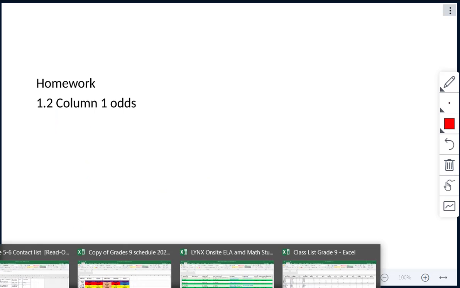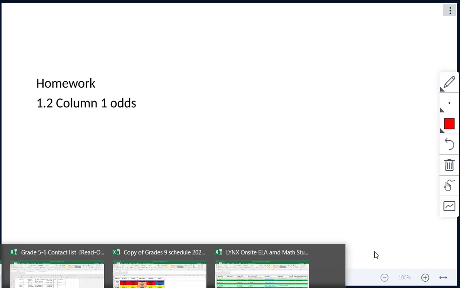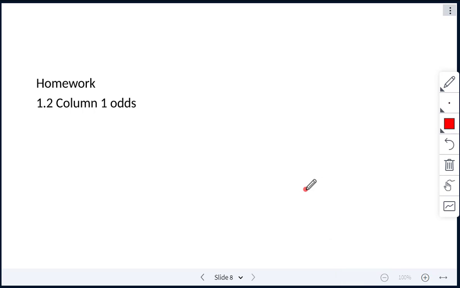All right, so the homework today is worksheet 1.2. You're only doing column 1 and you're only doing the odds. So give me 1 second here and I'll show you that.